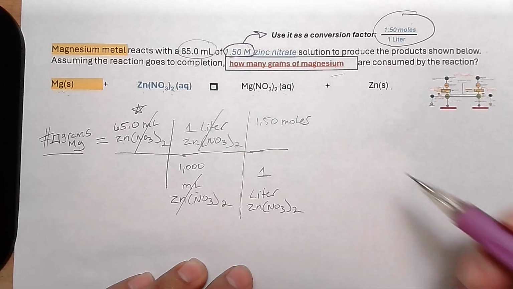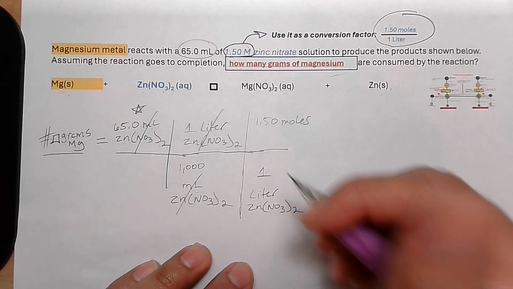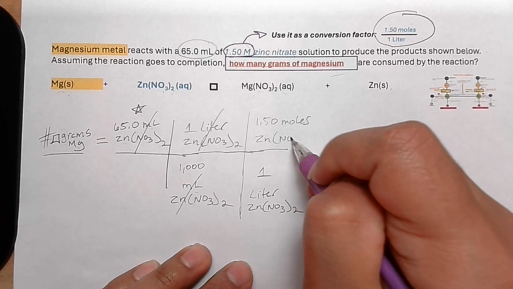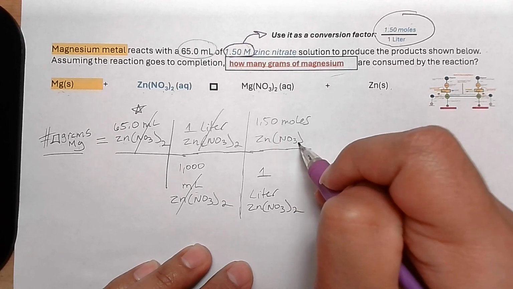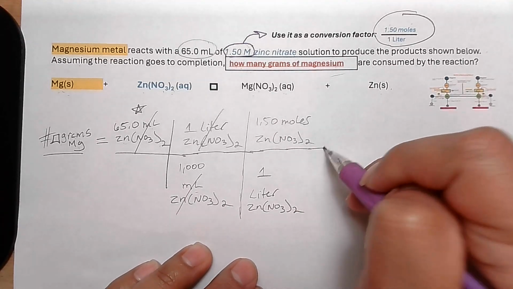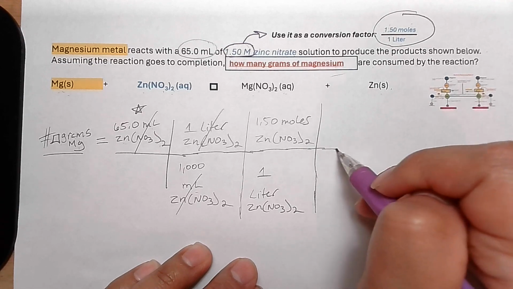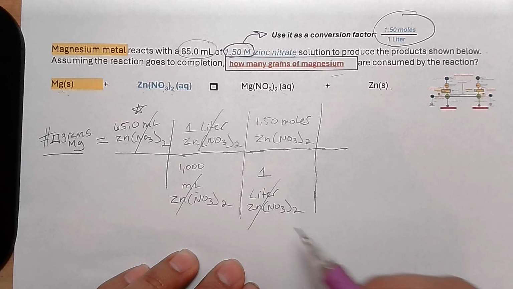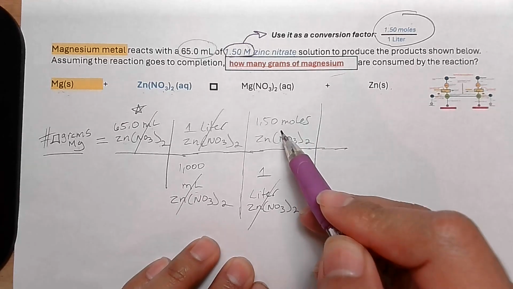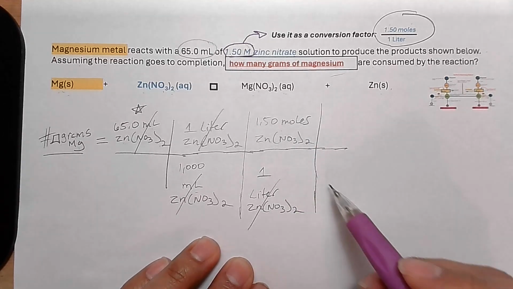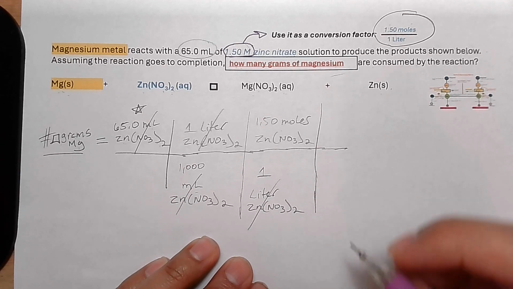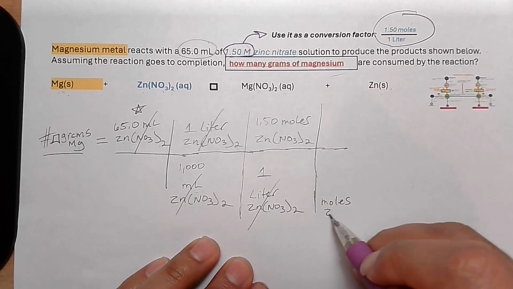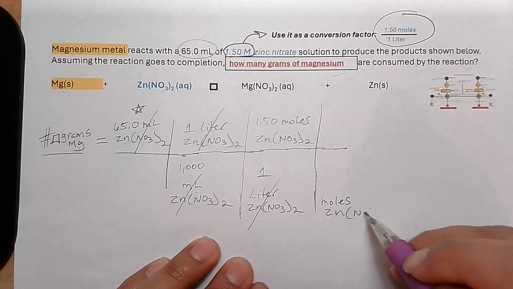Okay. And moles of zinc nitrate, of course. Okay, so I'm done with liters of zinc nitrate, so I can cross that out. Now, whatever I have here, it needs to be shown diagonal as well. As far as the units go, moles of zinc nitrate.